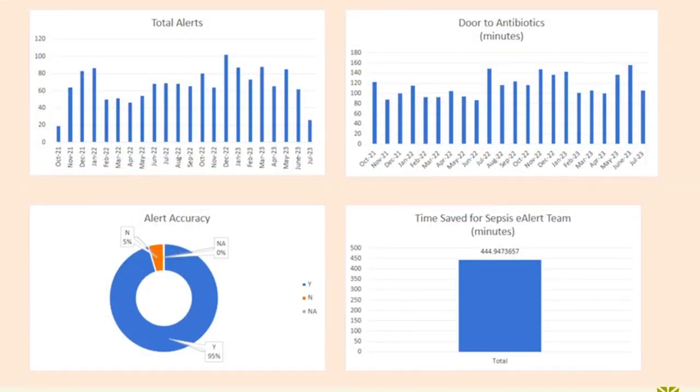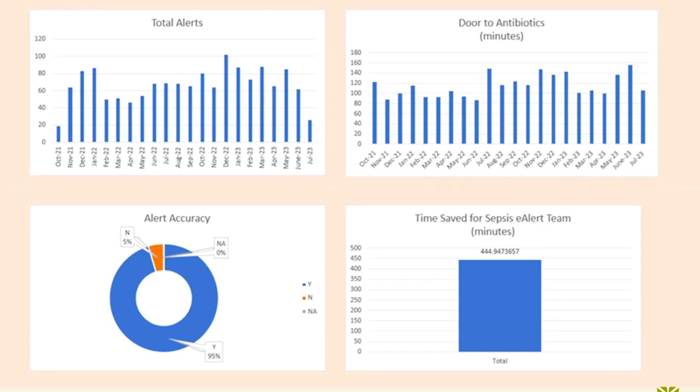We wanted to see the door to antibiotic time. And we were really shooting for being under 180 minutes. Our baseline was much higher than that. Almost immediately after implementation, that went down because, again, we had that concurrent team that would receive an alert before the patient ever came through our doors. And that way they could help with the ED to make sure all the resources were at the bedside when the patient arrived.